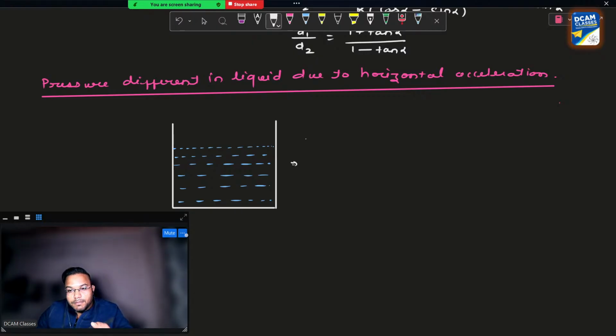But if you stop, it will move forward because it has momentum. It will spill out. But once you have started moving, it will move backward. That's what we are trying to observe here. The same container, initially it was in this situation. Now I have given it some acceleration.